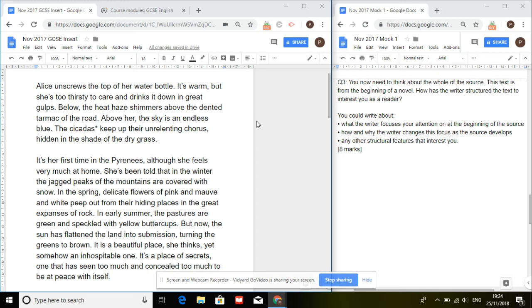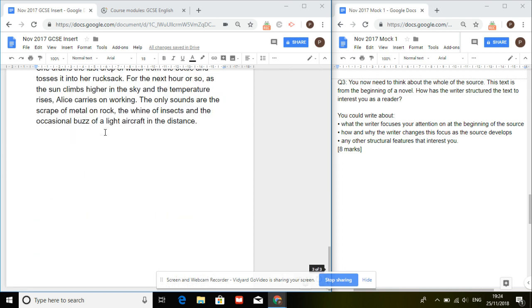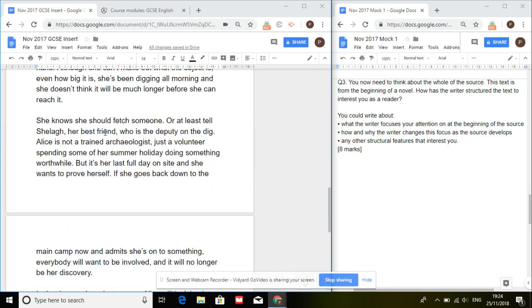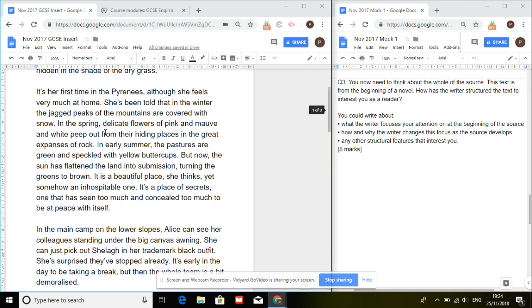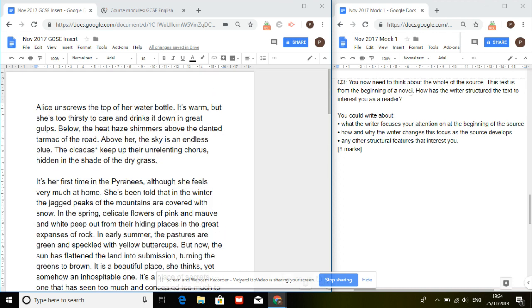All right, so let's take a look at question 3 now. Question 3 is a structure question, and it tells me I need to think about the whole of the source. So I'm going to know that I can talk about anything that's in here so far. The text is from the beginning of a novel. Well, that's kind of interesting. It makes me think that we'll be introducing a lot of things, but other than that, I don't really care. How has the writer structured the text to interest me as a reader? Okay, that is the standard question they always ask me.